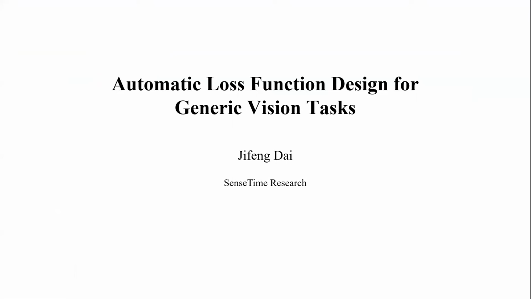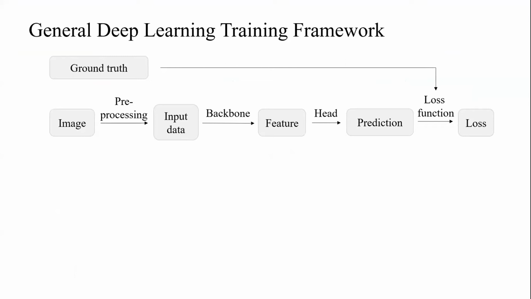Hi everyone. My talk today is called Automatic Loss Function Design for Generic Vision Tasks. Let's first take a glance at the general training framework of deep learning. During the forward computation, a backbone network extracts the features from the pre-processed data, and the task-specific head is applied to get the prediction. The prediction and the corresponding ground truth labels are used to compute a loss function. After the forward computation, we perform back propagation by computing the gradients with respect to the network parameters and update the parameters.